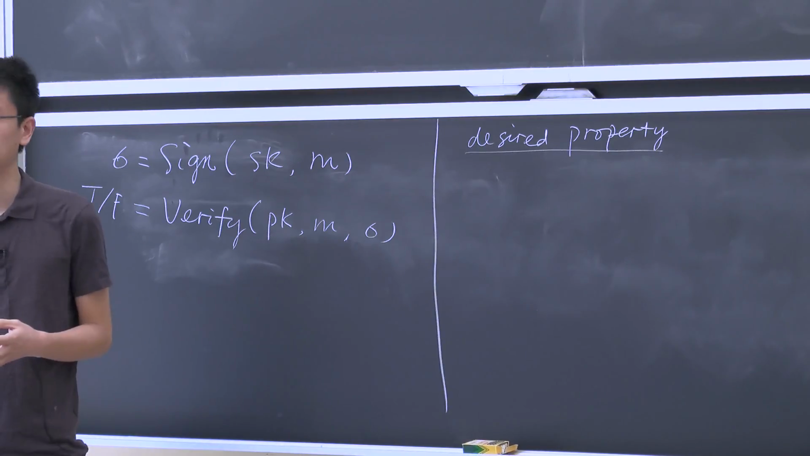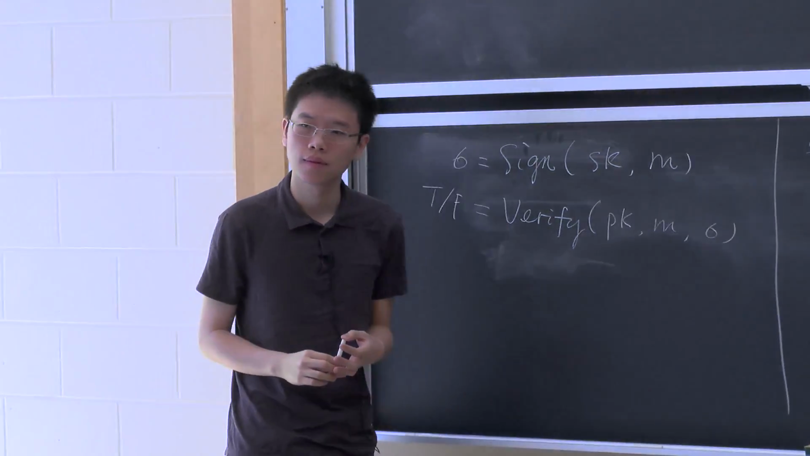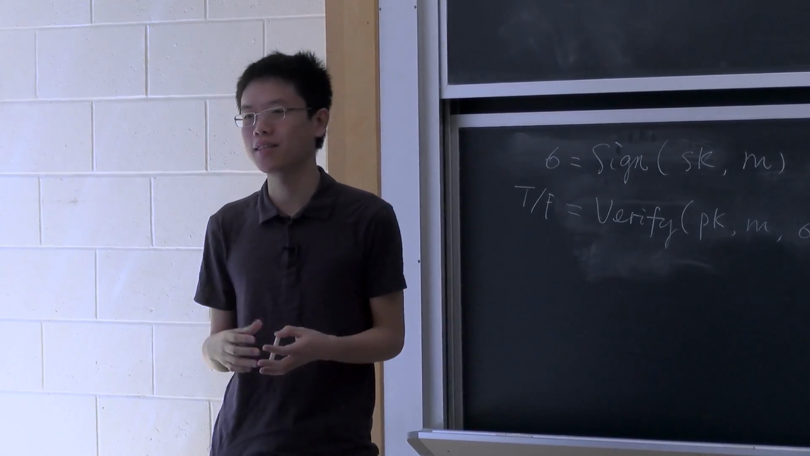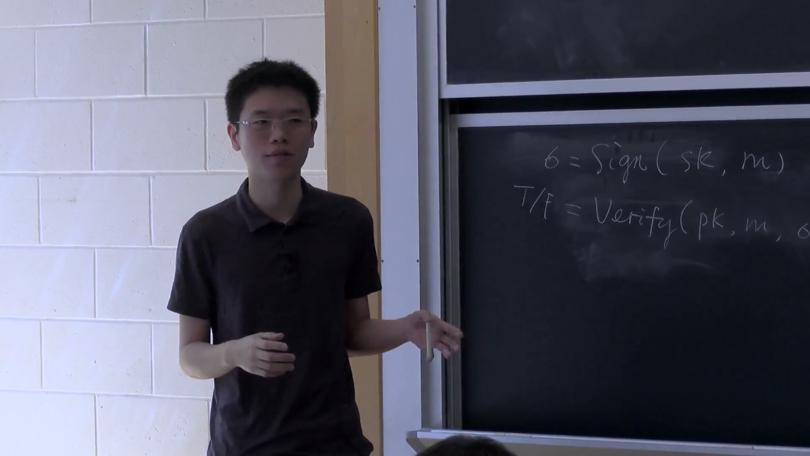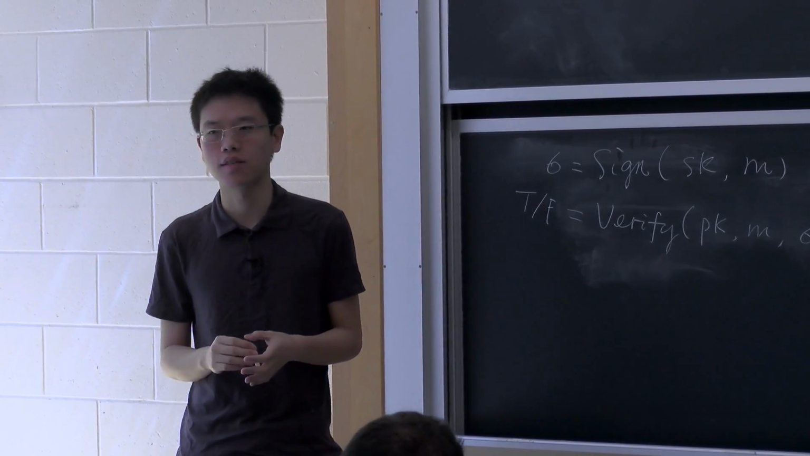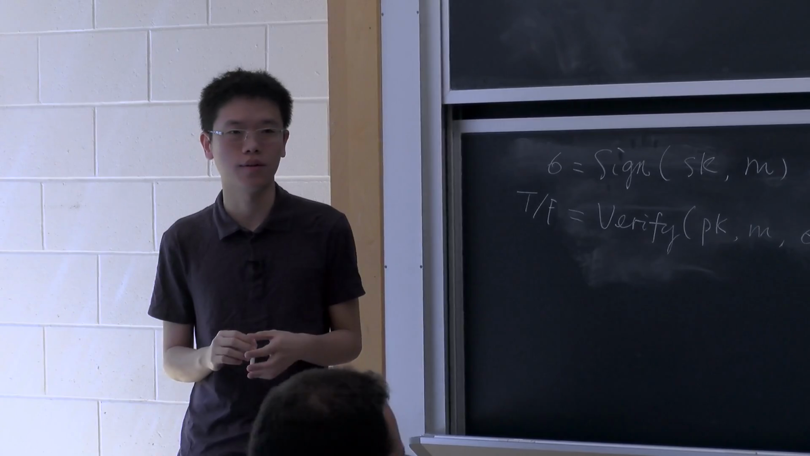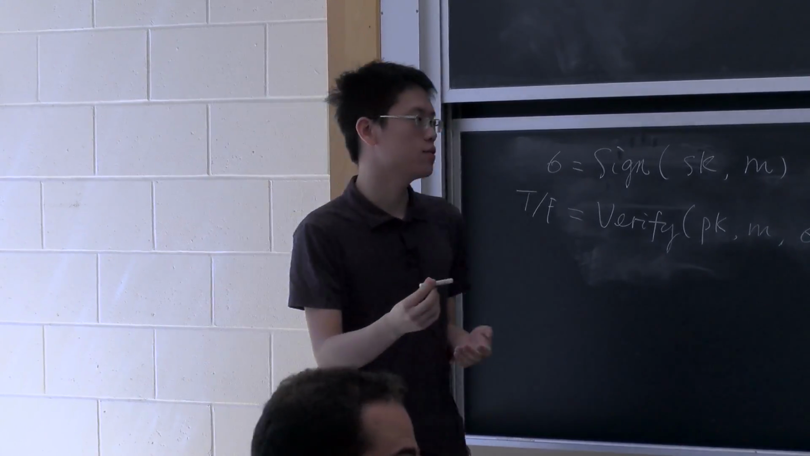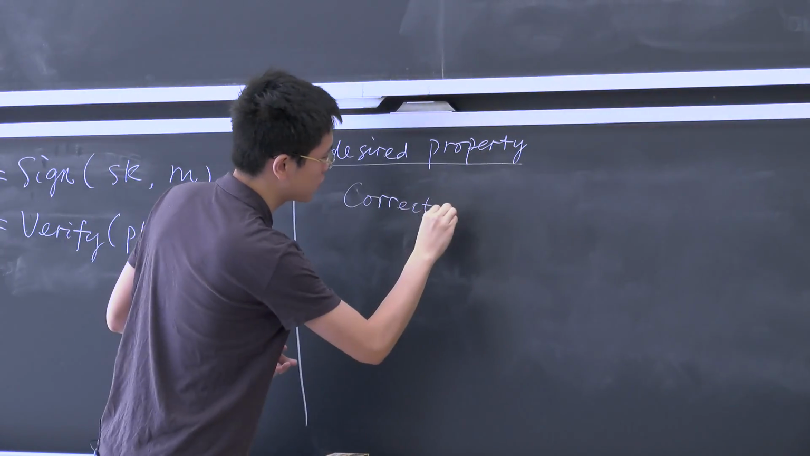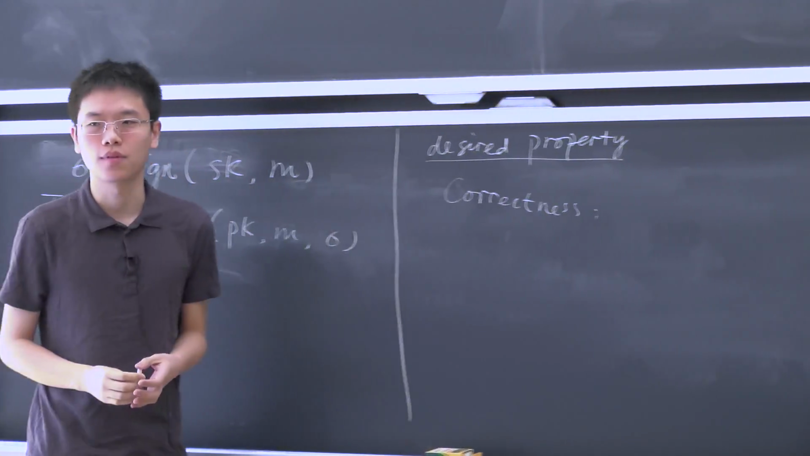Do you care about speed at all? Like how long it takes to sign and verify? That's definitely one, but we haven't got any scheme yet, so we care about functionality first. There are faster signatures and slower ones. The first one is actually very trivial. We first want correctness. What does that mean?